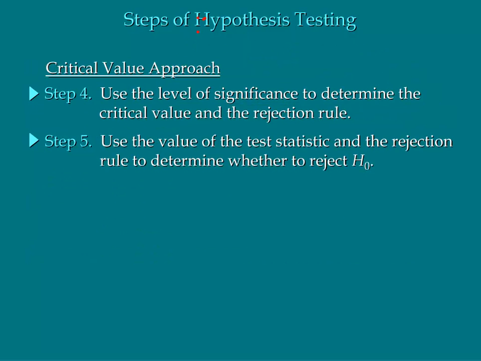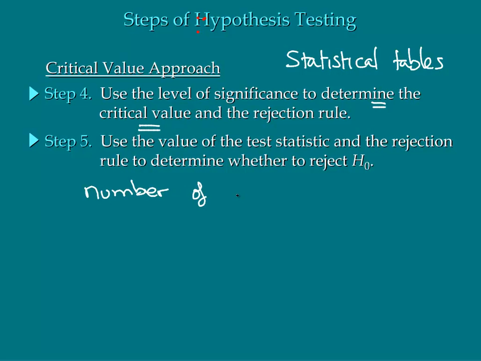But when you're using the critical value approach, this is how we would determine it. Use the level of significance to determine the critical value and the rejection rule. Now, to determine the critical value means you go to statistical tables and find it. I touched upon the fact that we're dealing with a lower tail and an upper tail, so the number of tails is relevant, because there's a slightly different rule if you're dealing with one tail and two tails.